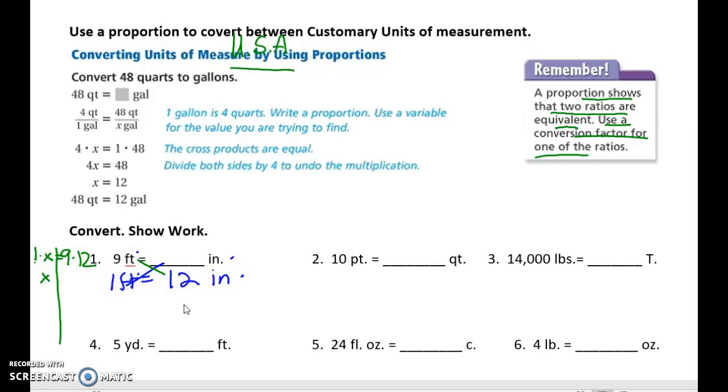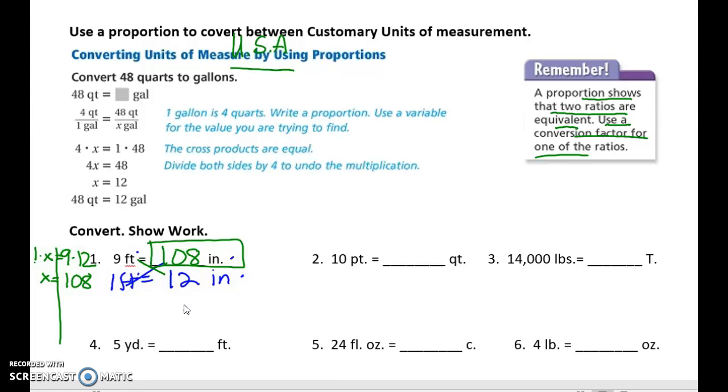Yes? You have to show your work like this because eventually these numbers are going to get larger. You can't do them in your head with just one step, or they're going to be decimals, and you have to follow these steps. Okay? What is 9 times 12? 108. So I ended up with x equals 108, which is what I would write on my line and box my answer.